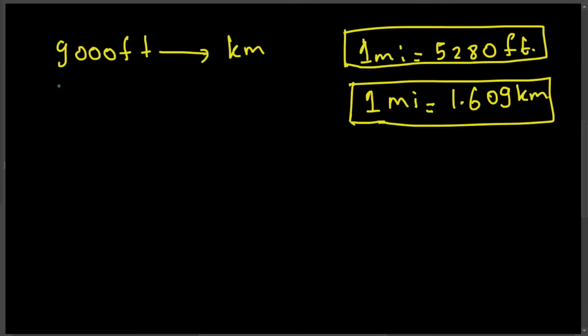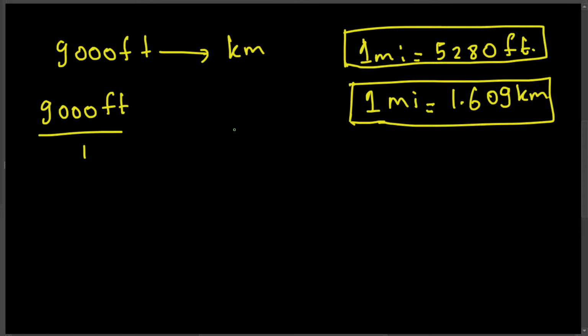So first you have to see, if I get rid of this feet and convert it into something else. So let's write this, 9,000 feet divided by 1, and I bring which value that will cancel this feet and bring me some other value? We can look at the first conversion factor. We have 1 mile is equal to 5,280 feet.